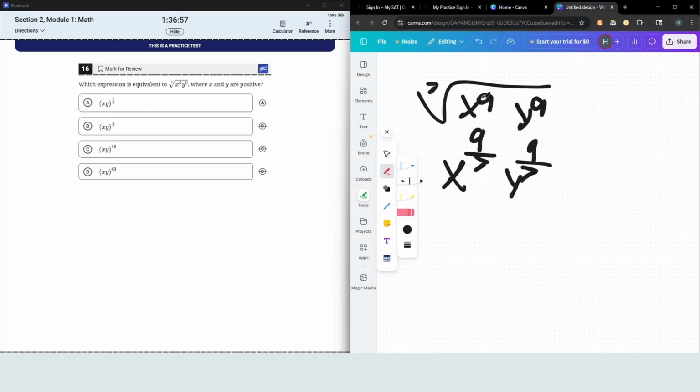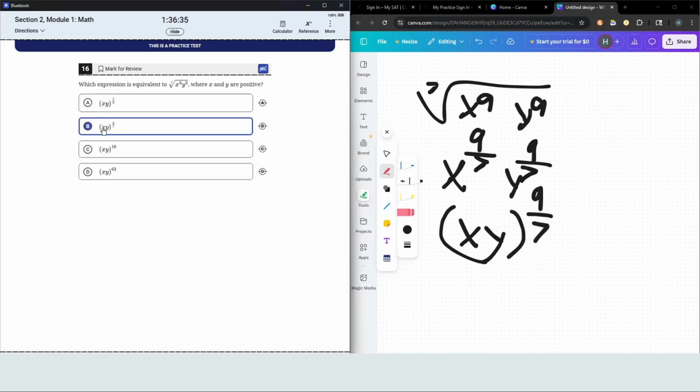You can just take the exponent here and then divide it by the number inside this radical right here. Since they're both the same, you can factor this out and just do X times Y and put this in parentheses and do 9 over 7. And that's answer B. That should be an answer.